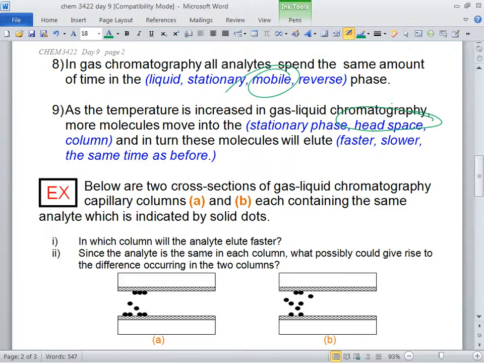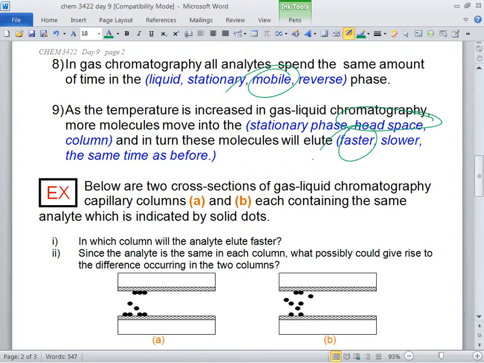So as the temperature is increased in gas liquid chromatography, more molecules move into the headspace, they get into the mobile phase, and in turn these molecules will elute, anybody? Faster, right? Because they're in the mobile phase. So crank up the temp if you want to get done faster.